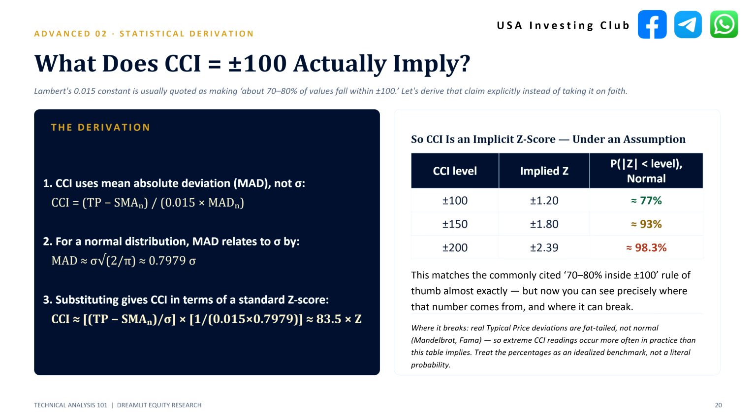That matches the commonly cited 70 to 80% inside plus or minus 100 rule of thumb almost exactly. But now you can see precisely where that number comes from and precisely where it can break. And it does break. Real typical price deviations are fat-tailed, not normal, a finding that traces back to Mandelbrot and Fama's work on market returns. So extreme CCI readings occur more often in practice than this table implies. Treat these percentages as an idealized benchmark, not a literal probability.